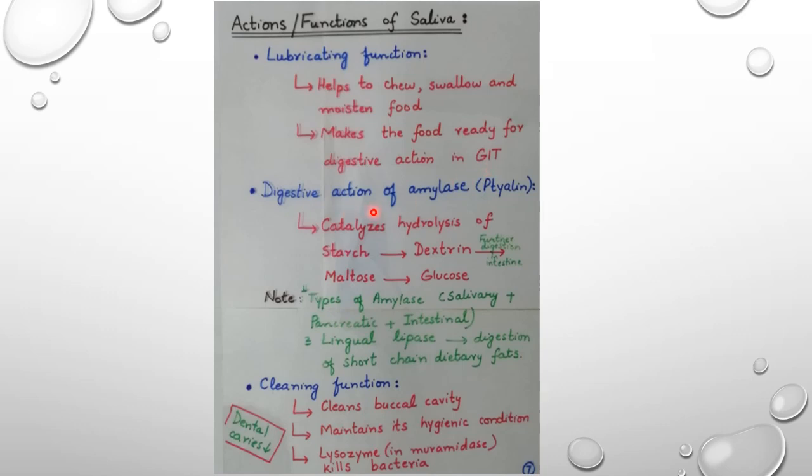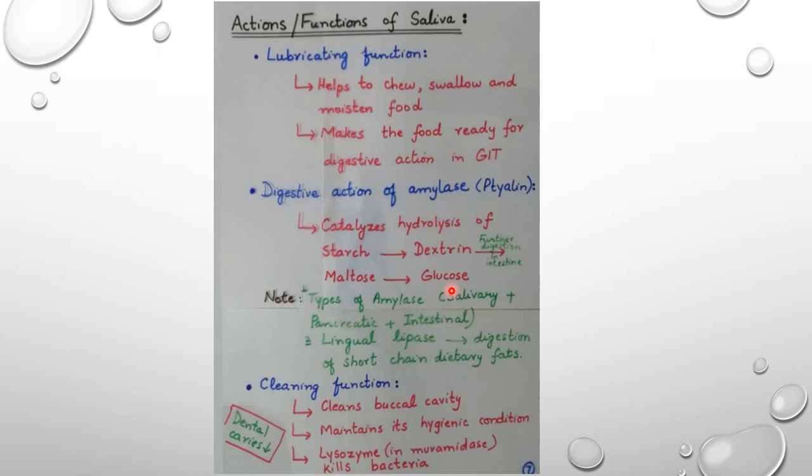The other main function of saliva is its digestive action on starch with the help of its enzyme, called alpha amylase, also called ptyalin. This enzyme acts on starch and converts it into dextrin. Then in the small intestine, it is further digested to maltose, and eventually it is converted to glucose.